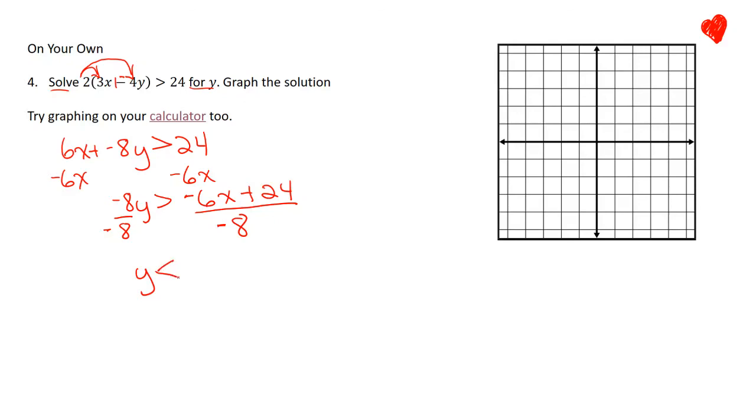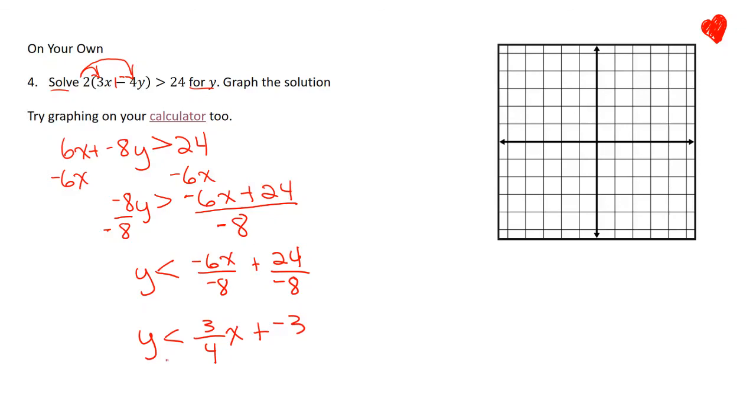So it's going to be y is less than, and I'm going to go ahead and separate this into 2 separate pieces. Negative 6x over negative 8 plus 24 over negative 8. Okay, so now we can reduce this to a positive. 2 goes into that 3 times, 2 goes into 8 4 times, so it's a positive 3/4 x plus a negative 3. So y is going to be less than 3/4 x minus 3. Okay, so now we can plot that.